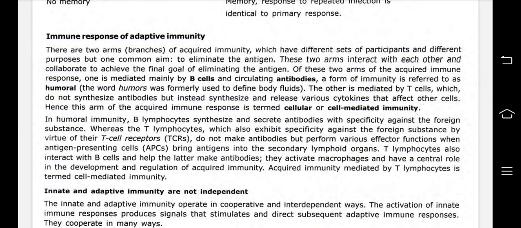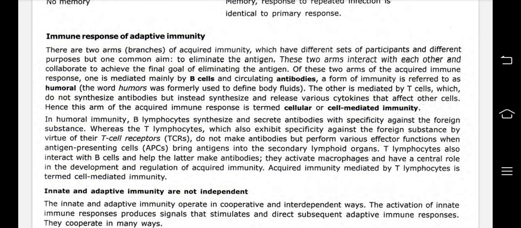Next, immune responses of adaptive immunity. There are two arms or branches of acquired immunity which have different sets of participants and different purposes, but one common aim: to eliminate the antigen. These two arms interact with each other and collaborate to achieve the final goal of eliminating the antigen. Of these two arms of the acquired immune response, one is mediated mainly by B cells and circulating antibodies. This form of immunity is referred to as humoral. The word humors was formerly used to define body fluids.